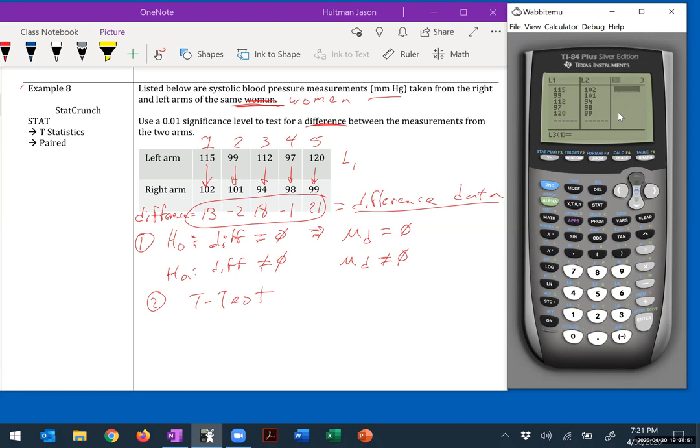I'm going to arrow up until it highlights list 3. And then I'm going to tell list 3 what I want it to be. Well, I want it to be L1 minus L2. I want list 1 minus list 2. So how do I do that? Well, I go second and then 1. And that says, you want list 1? Yeah, I do. Thank you very much.